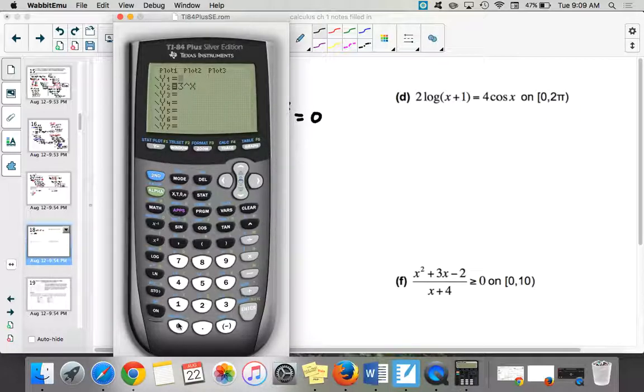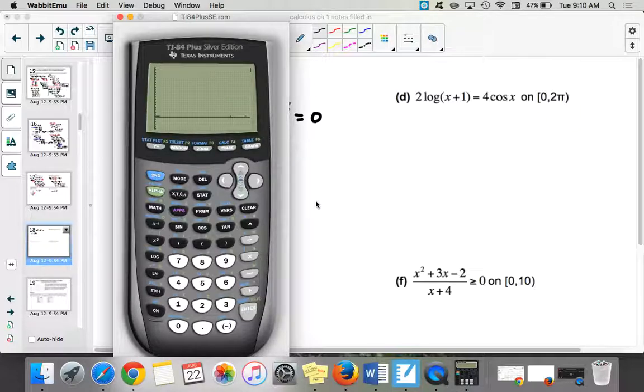Okay, so we're going to do 2 times log of x plus 1. I'm going to put that in for y1, and then I'm going to put 4 times cosine of x. This one gives me a domain, so it says on 0 to 2 pi, which makes sense because it's a cosine function, right? So I'm going to do window, and I'm going to put my x min as 0 and my x max as 2 pi, and you can use the pi button. When you hit enter or push down, it will do 6.283.